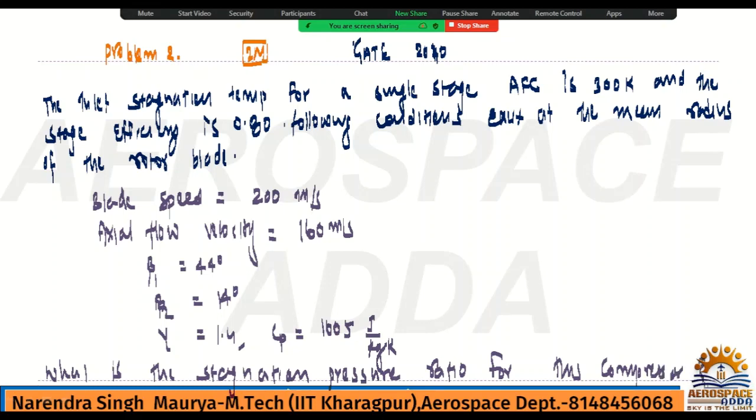This is the question. If you see the options: A is 1.41, B is 1.37, C is 1.51, D is 1.23. Very simple, very basic question, axial flow compressor. So how will you be able to solve this problem?